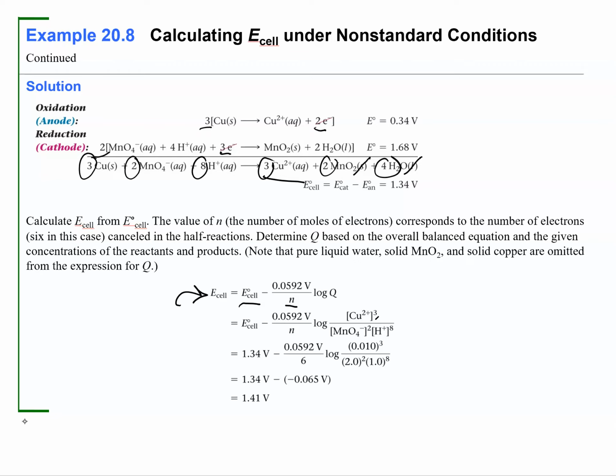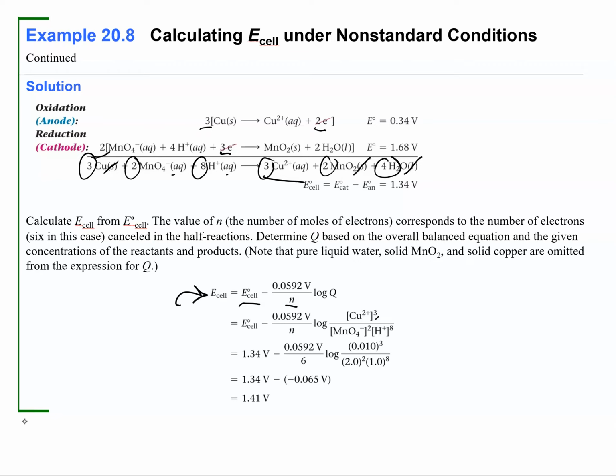On the reactant side, which is on the denominator, we have solid copper, which doesn't participate in the equilibrium process, and we have two different components in aqueous phase, the permanganate and the protons, and we have to raise them to their respective powers as well. We have to square the permanganate and we have to raise the protons to the 8th power. So now that we have this plugged in for log of Q, we're set to go. And we can just plug in 1.34 volts for our E0 cell.